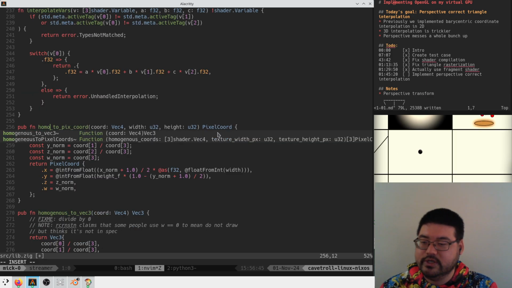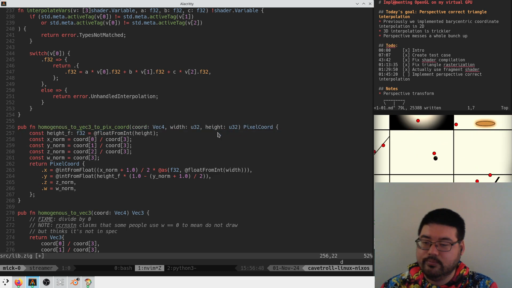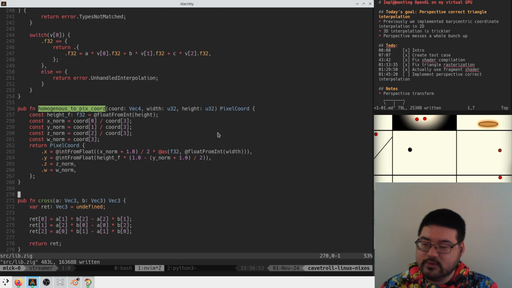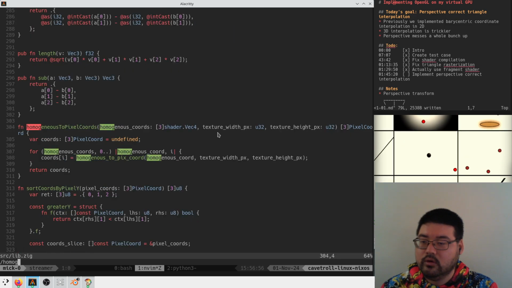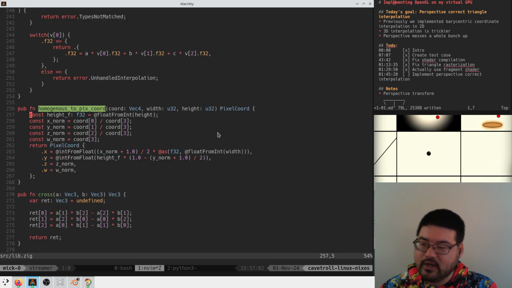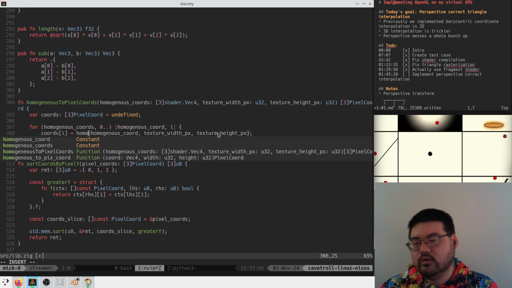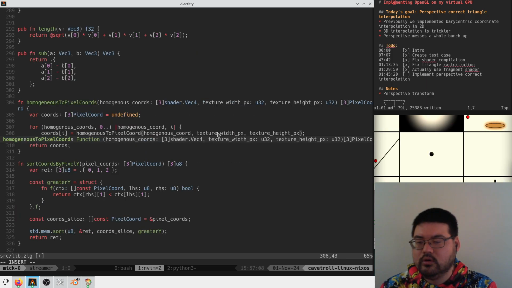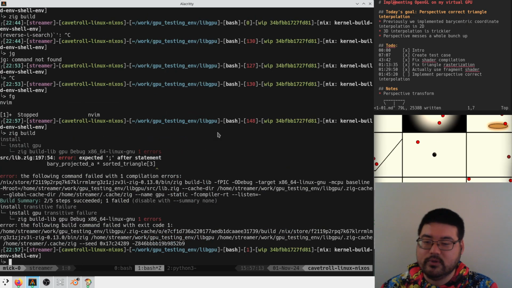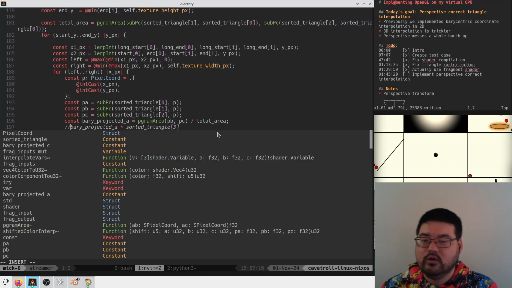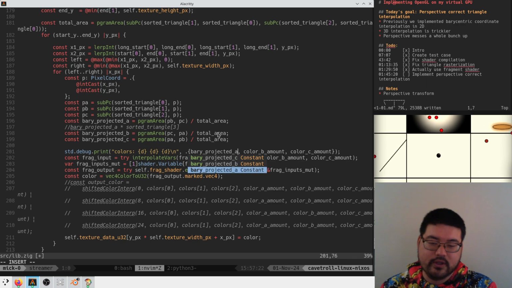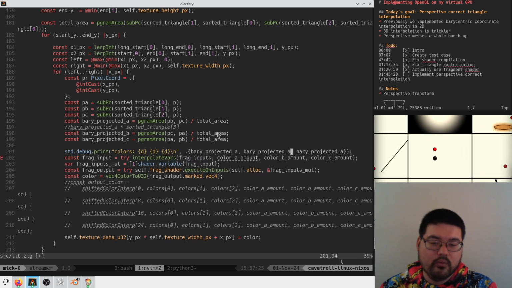So this is just homogeneous to pixel coord. Cool. This goes away because nobody's using that anymore. This should be camel case, I forgot. Oops. Okay. And then presumably usages of these things will fall over. Hold on. I just want to get compiling again. Really quick.